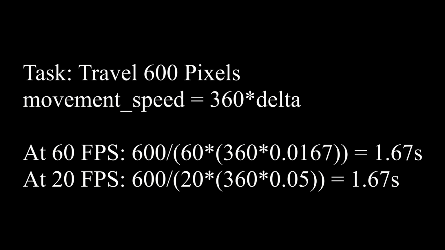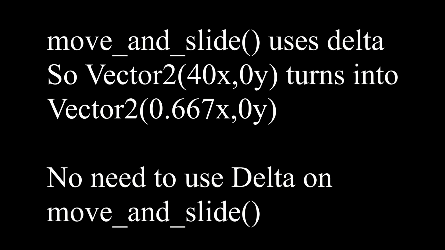But what if we were to travel at 360 pixels times delta per second? This would be 1.67 seconds at 60 FPS and it would be 1.67 seconds at 20 FPS. The speed of movement would be recalculated per frame so that the game doesn't slow down. Move and slide automatically uses delta within its calculations, so it's not needed in this specific tutorial. But if you're creating your own movement system, you will probably want to use delta.